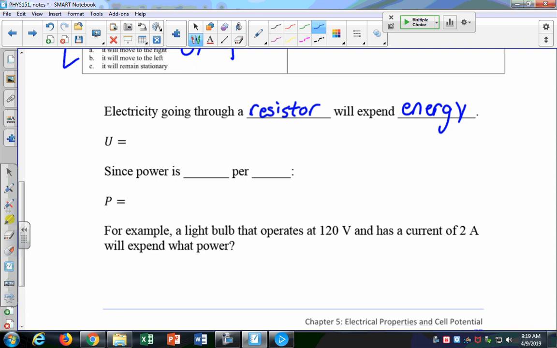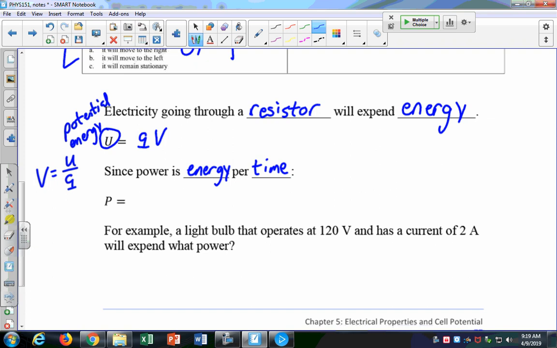We can describe that U. Remember, this is energy, potential energy. Before we had said that V is equal to U divided by Q. That's how we defined potential, energy per charge. And so this energy is just going to be Q times V. And since power is energy per time, we've seen power before. We saw that in Chapter 3 on the work and energy chapter. Power, remember, is measured in watts. It's joules per second. It tells how much energy you're using or you're radiating in a given amount of time.